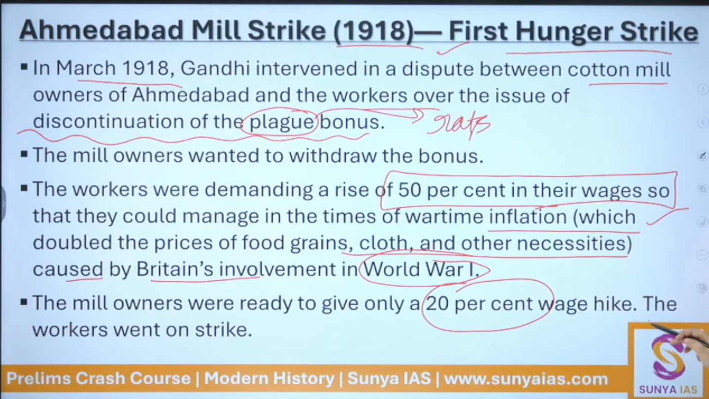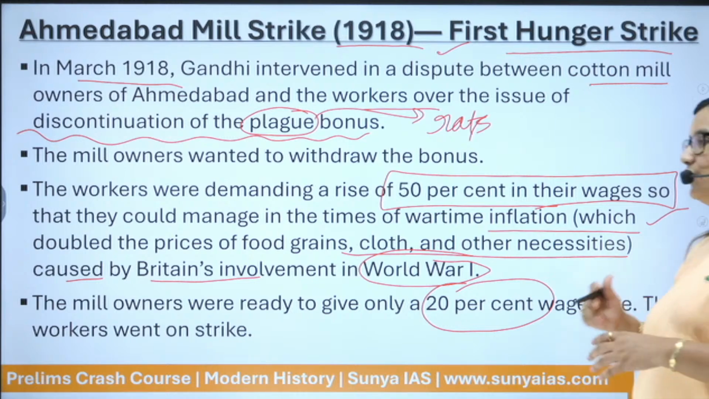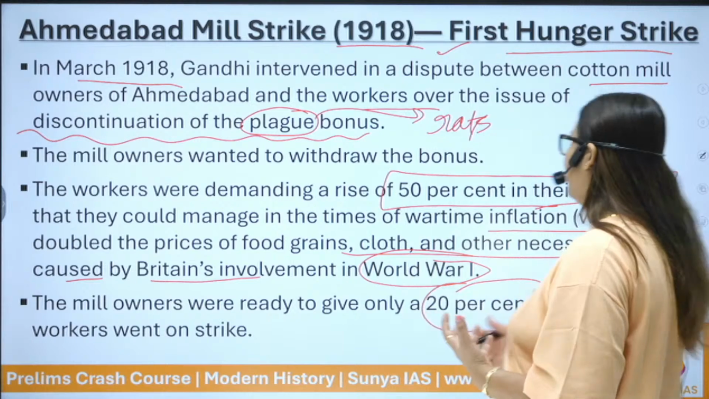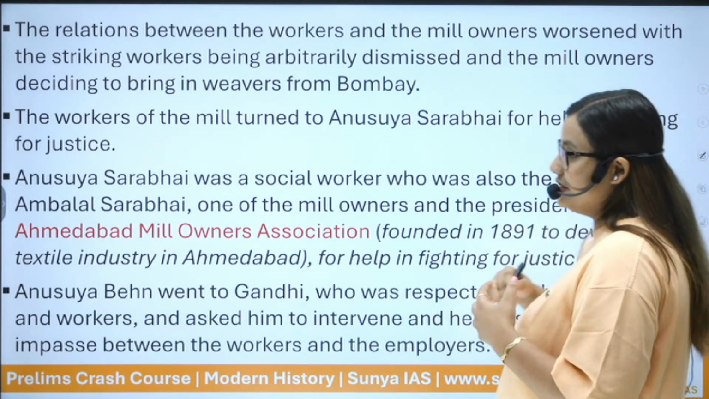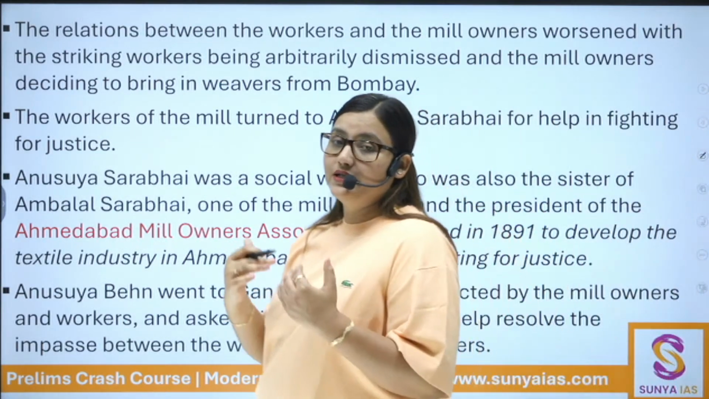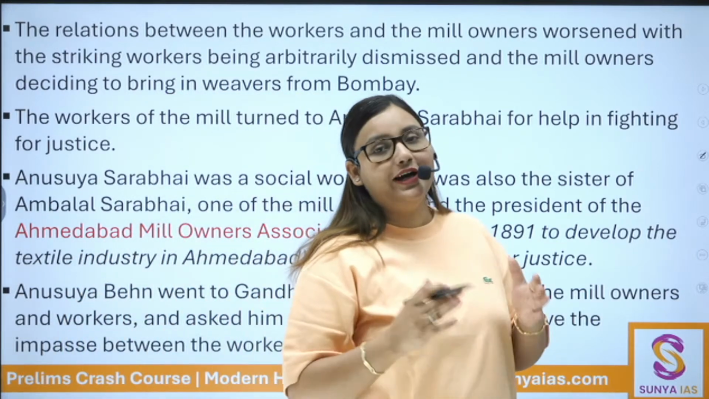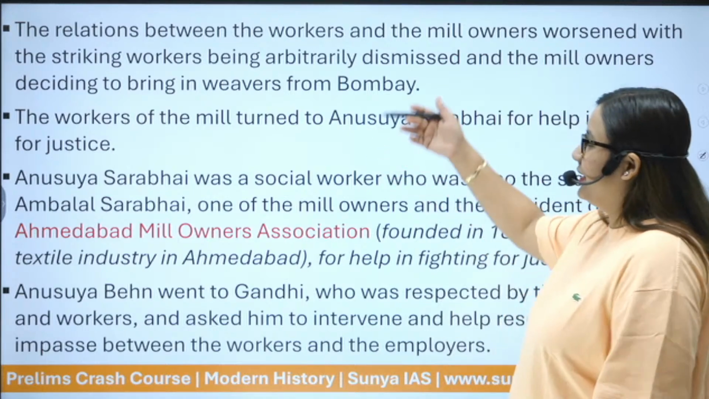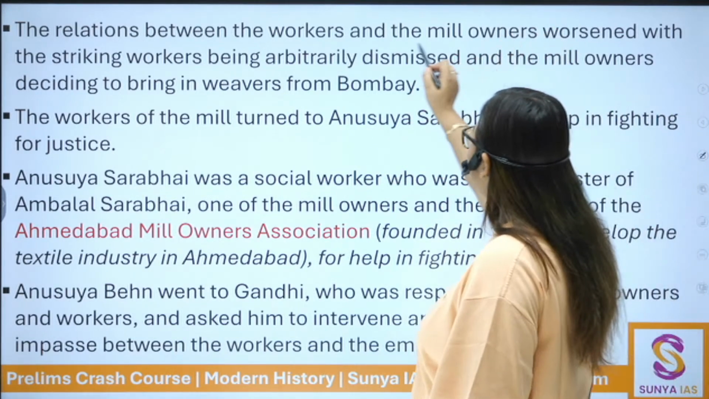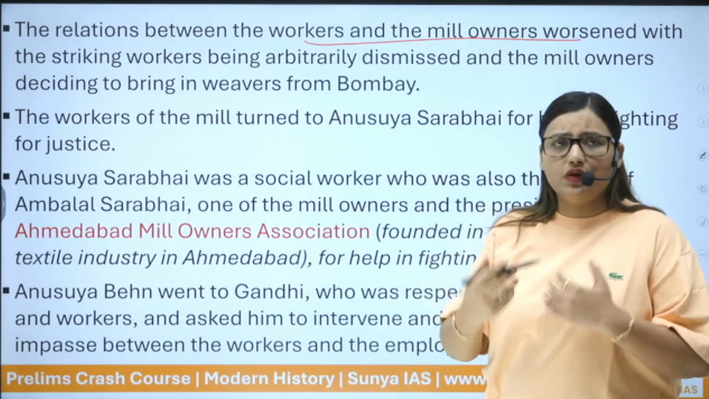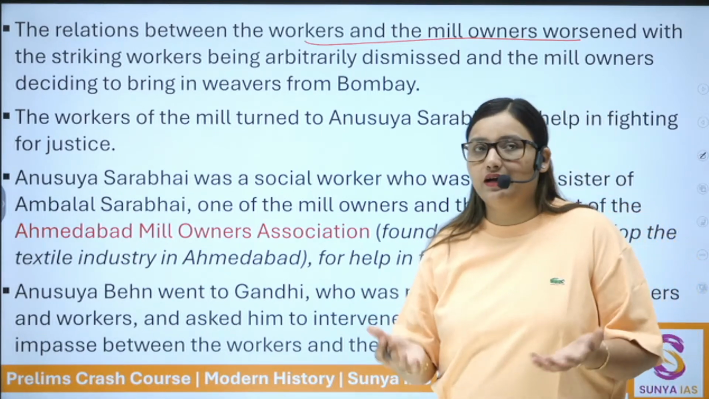Now the workers went on strike. Here you will see that two siblings are fighting. Okay, and that's something which is very important, that Gandhiji came here against his own friend, with Anusuya Sarabhai. Let's understand the story. The relations between the workers and the mill owners worsened with time, because workers started striking.